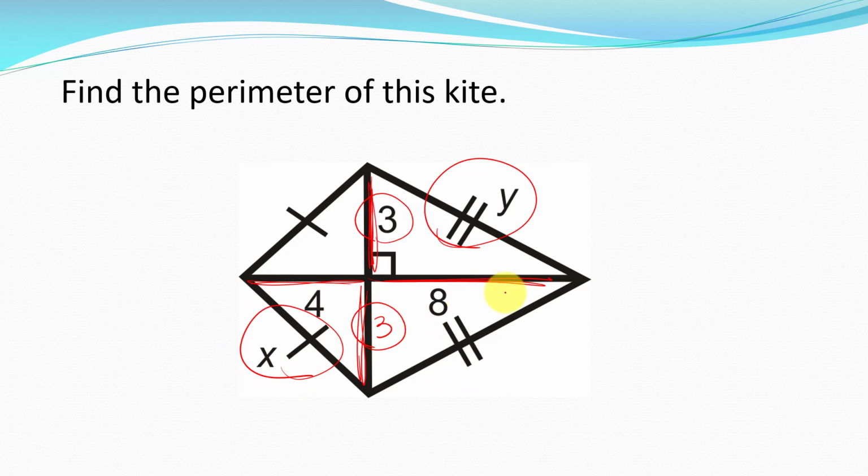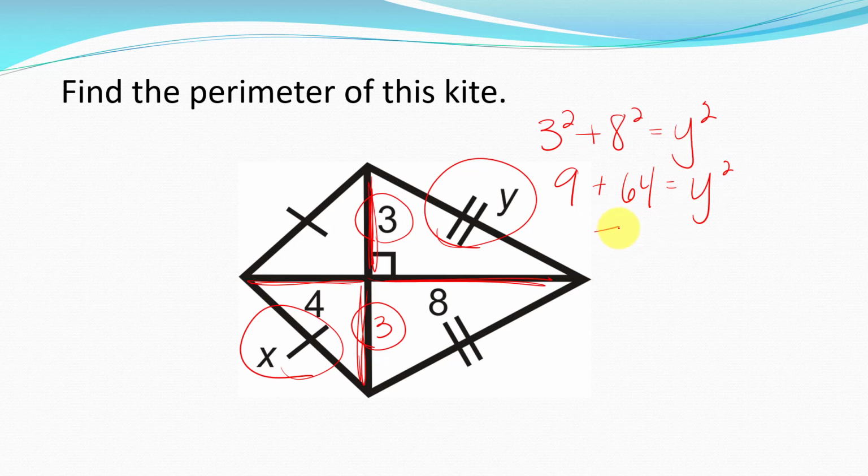So we're going to need to use Pythagorean theorem on both. So 3 squared plus 8 squared is going to equal y squared. 3 squared is 9, plus 64 equals y squared. So that's going to be 73 equals y squared. So y equals square root of 73. So that's about 8.5. We'll go ahead and leave another amount of precision there. So we got y equals 8.54.